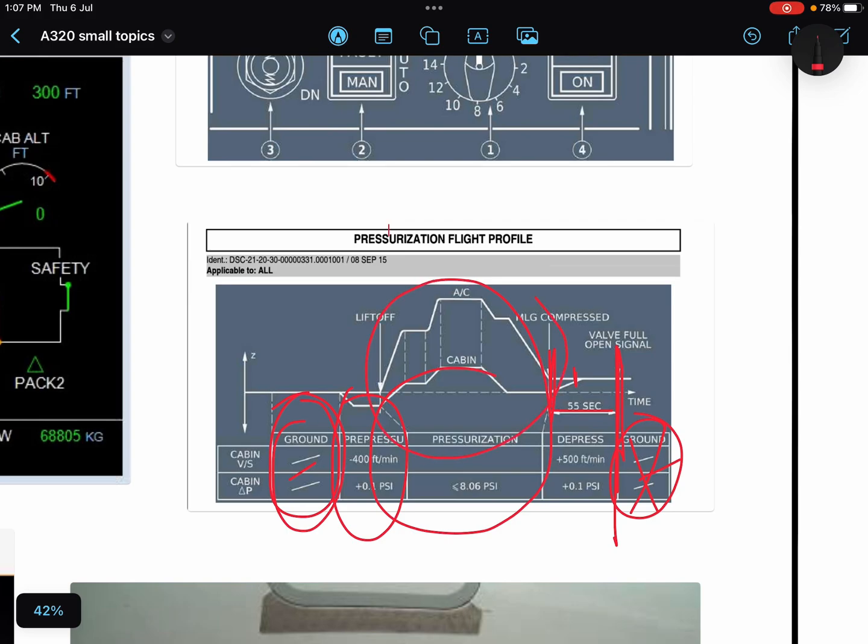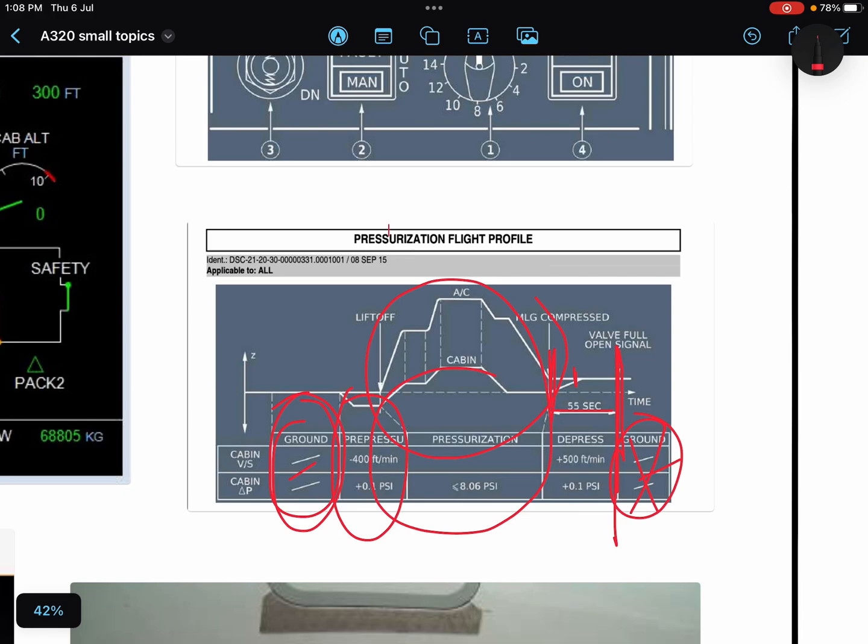Now during cruise, the CPC maintains cabin altitude at the level of the landing elevation or the value, whichever is higher, right? Now during descent, the controller maintains the cabin rate of descent so that the cabin pressure equals the landing field pressure just before landing. The maximum rate of descent is 750 feet per minute. Now you know how the automatic pressure control sequence works on ground, during takeoff, during cruise, and during descent.